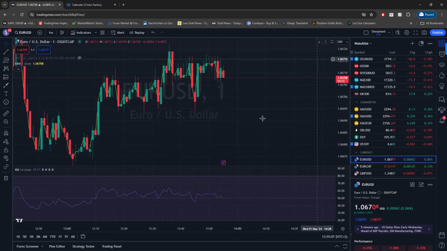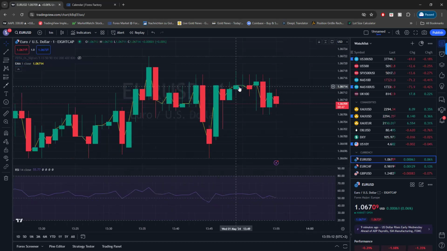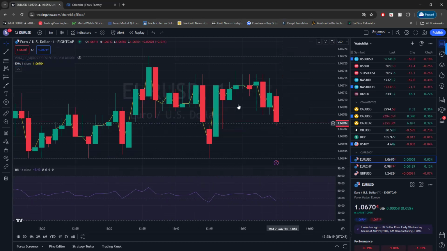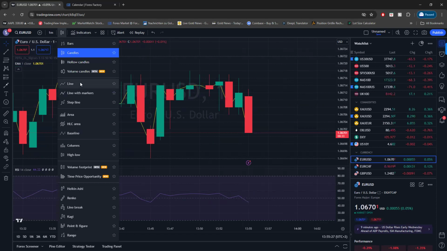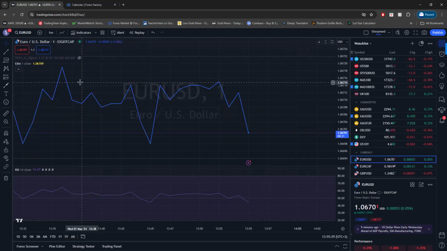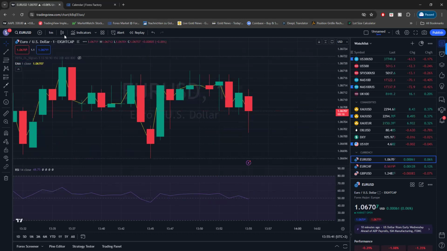Now look at this. The exponential moving average length 1 connects every close price of the market. You see, as the market is moving up and down, it updates in real time every second. If I remove the candles and put a line chart, you would notice that it is equivalent to the exponential moving average length 1. If I put back the candles, you see it.